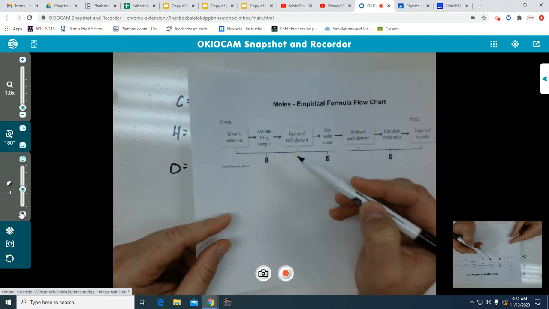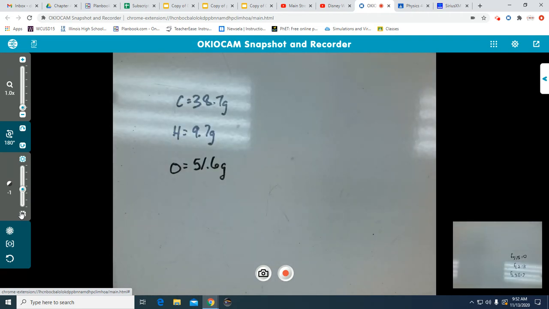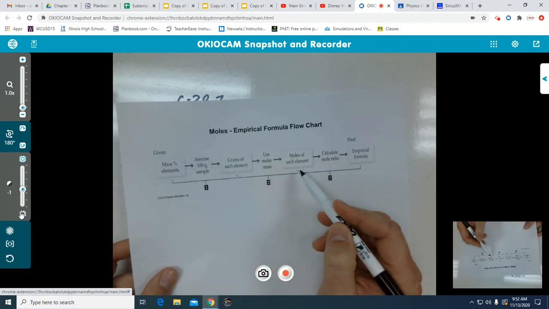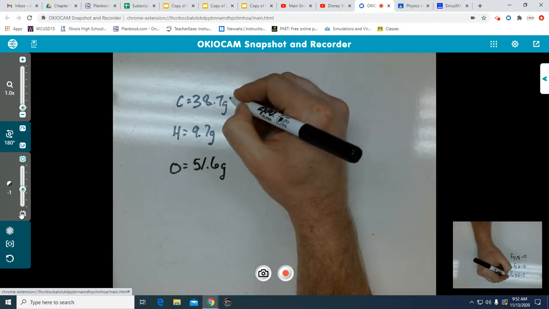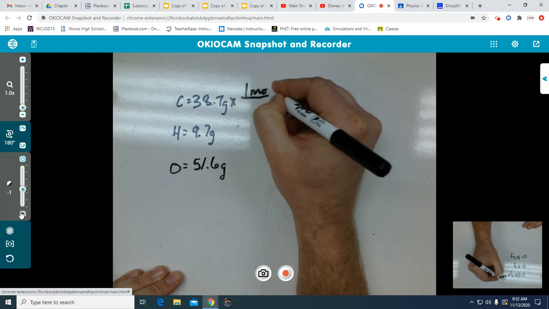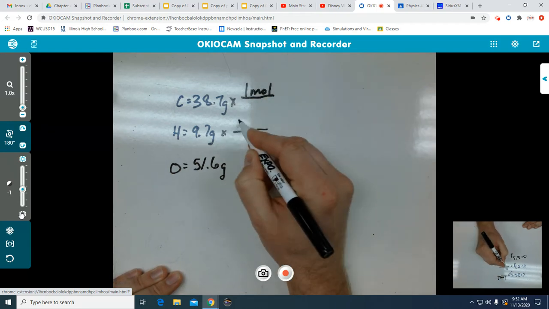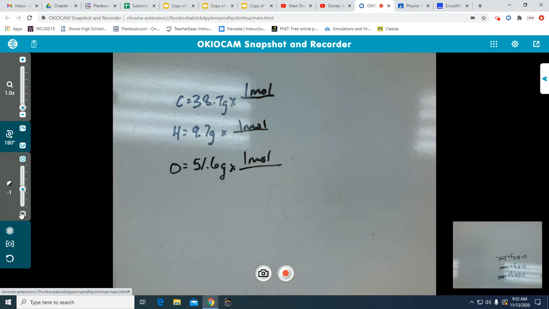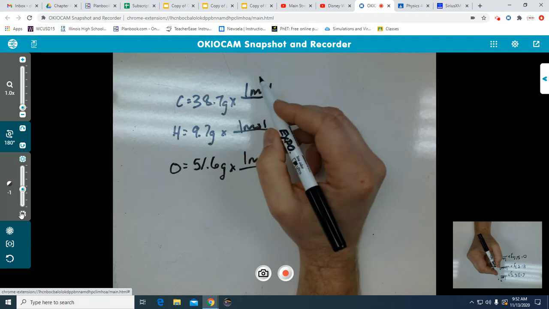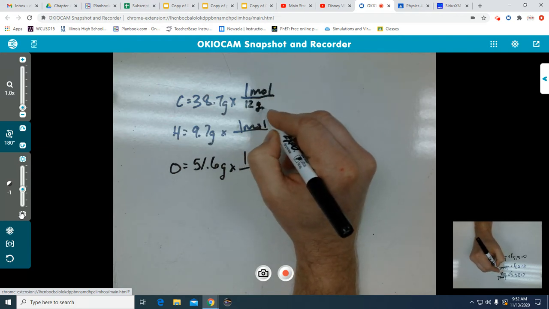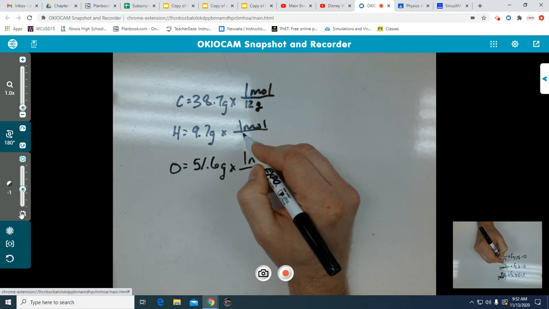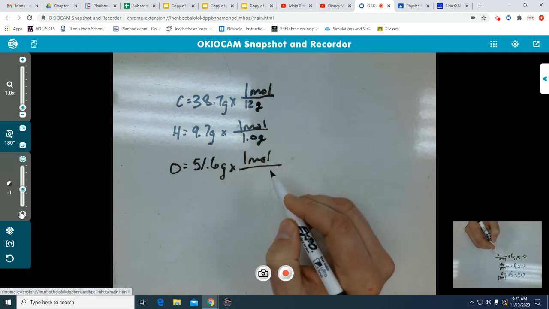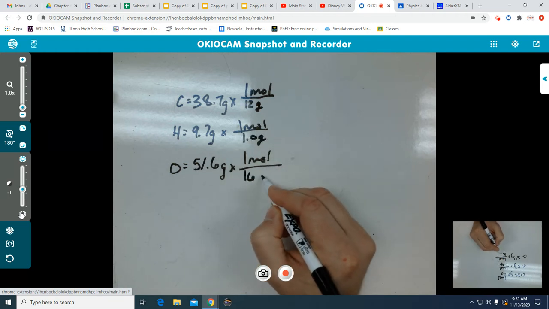So, if we do our little calculating here, we have to go from grams to moles, and we're going to use the molar mass. So, again, mole is going to be on top for each one of these. Okay, and we refer to the periodic table. Carbon is going to be 12 grams. Hydrogen is going to be 1 gram. And oxygen is going to be 16 grams.